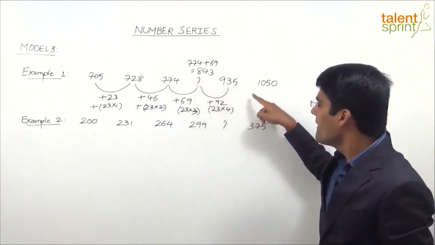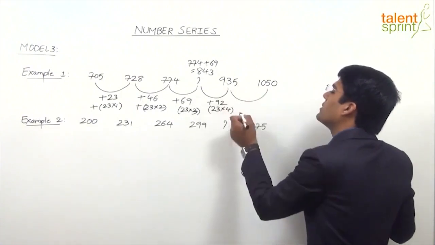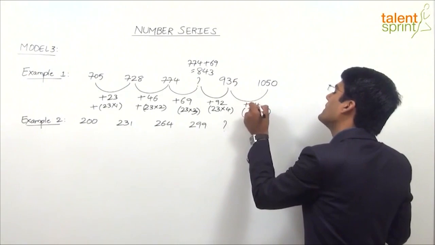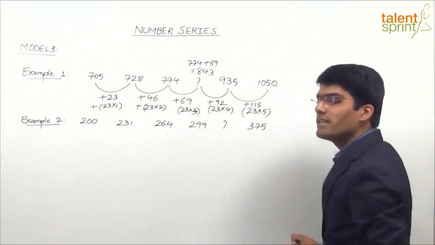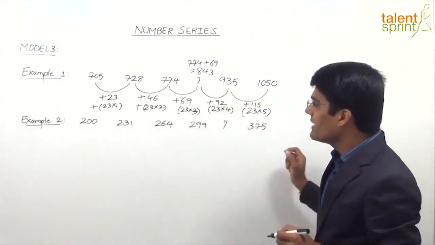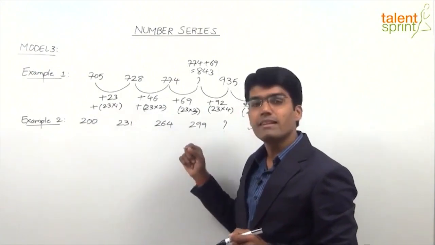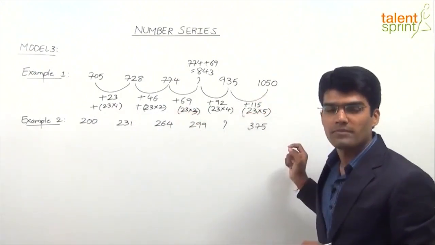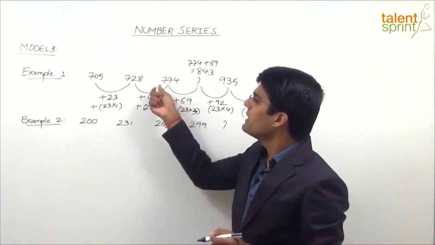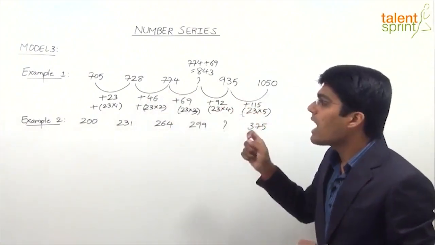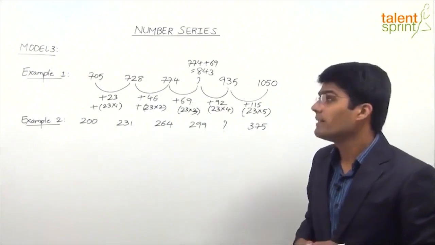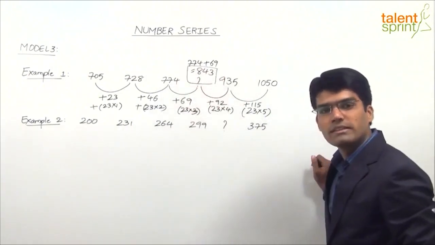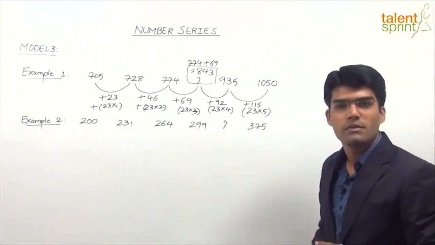We can also check with the next term. That is nothing but 23 into 5. 23 into 5 is nothing but 115. And 935 plus 115 gives us 1050. So very clearly the logic behind this series is 23 into 1 plus 23 into 2 plus 23 into 3 and so on. That is nothing but the difference between two consecutive terms here are multiples of 23. And hence we can say that the question mark should be 843. So that's the answer for the given question.